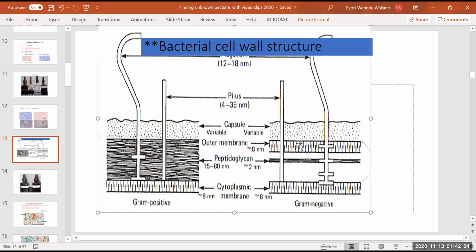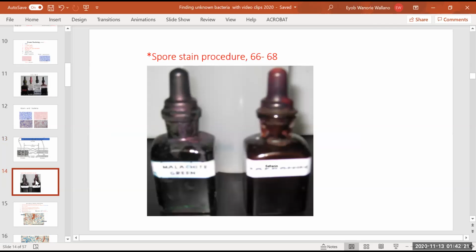Whether it is gram-positive or gram-negative depends on the cell wall structure, not on the capsule, not on the plasma membrane or cytoplasmic membrane. No. So it is the cell wall structure generally.